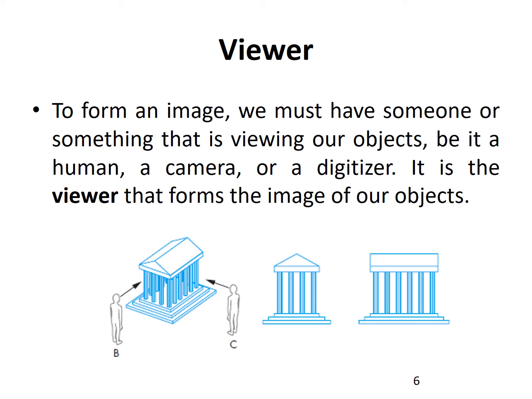Viewer is perhaps the most important element in image formation. To form an image, we must have someone or something that is viewing our objects, be it a human, a camera, or a digitizer. It is the viewer that forms the image of our objects, and it is the viewer which decides which side of the objects would be visible and how this object would be projected on the image plane to form an image.